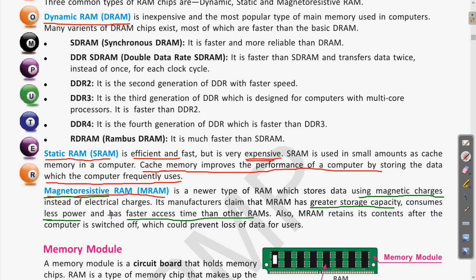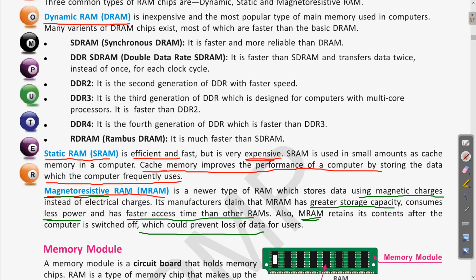Clear? So these are the advantages of the MRAM. Then next is MRAM retains its contents after the computer is switched off. As we have seen earlier, in RAM the nature was volatile and the contents were deleted, but MRAM, the magnetoresistive RAM, is such a variation that its contents are present even when the computer is switched off, which could prevent loss of data for the users.